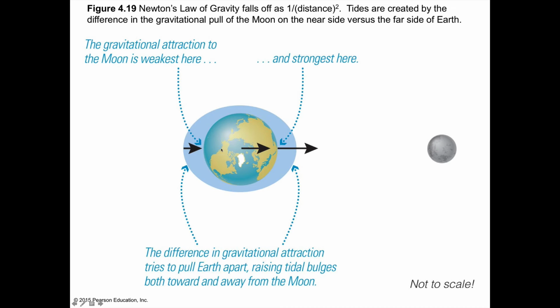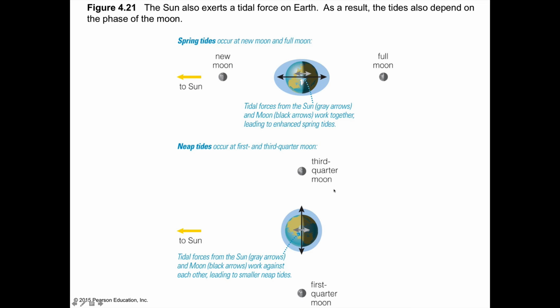Remember, the Earth is spinning counterclockwise, so as the Earth spins, the tide is coming in. Now it's high tide, the tide is going out. Low tide, the tide is coming in. High tide, the tide is going out, and so on. So Newton's law of gravity explains why you have two tides a day.